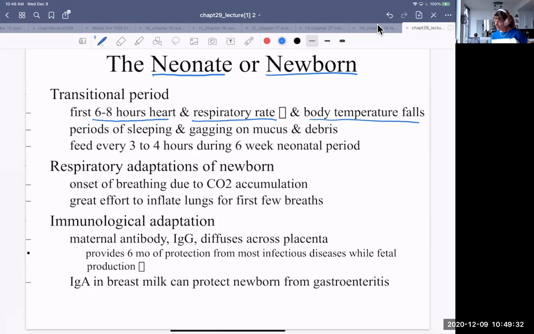The respiratory adaptations are such that the onset of breathing, of course, hasn't been necessary before because oxygen was supplied through the blood and from the mother, but now the baby has to breathe on their own. The trigger for breathing is carbon dioxide accumulation. So if no new oxygen is inhaled, then carbon dioxide builds up. The carbon dioxide mixes with water and makes the blood acidic, and that is a trigger for breathing. It's an effort to inflate the lungs for the first few breaths.